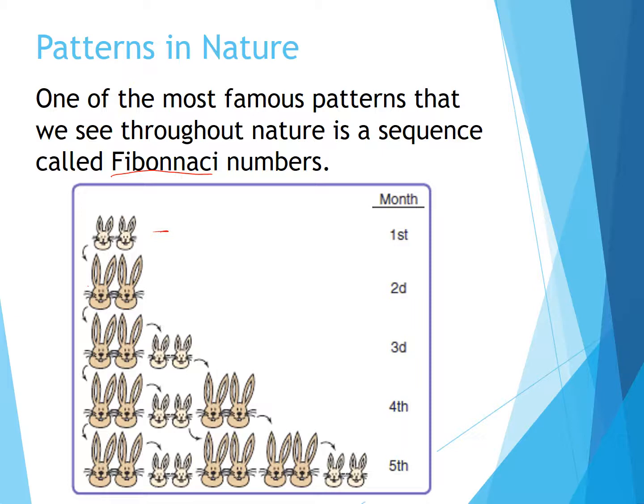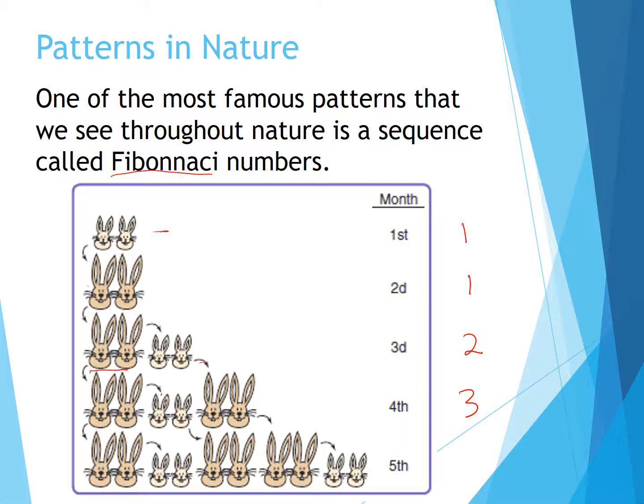So if we look at the first month, we've got 1 pair of rabbits. In the second month, we've got the same pair of rabbits that have grown up. And in the third month, this pair of rabbits have had a pair of babies. So we got 2 pairs of rabbits. This adult pair we started with can have another baby, and the babies can grow up. So now we have 3 pairs of rabbits.